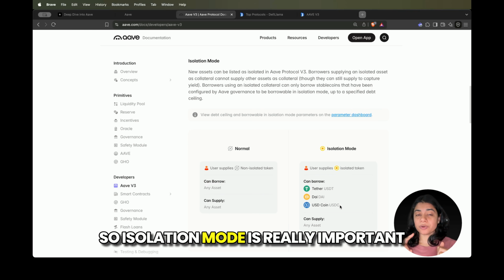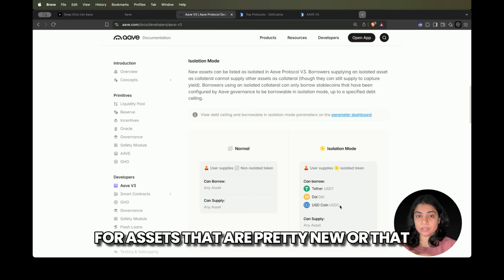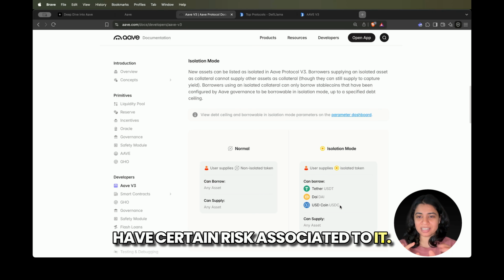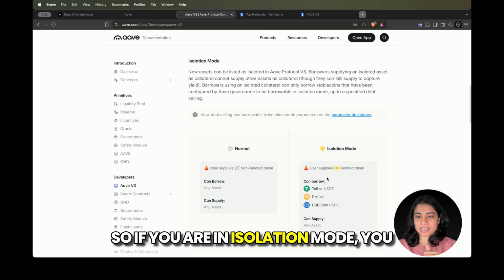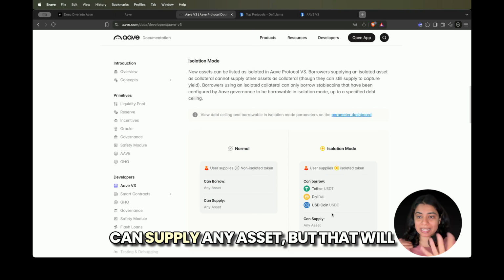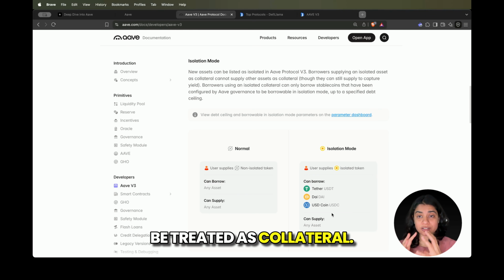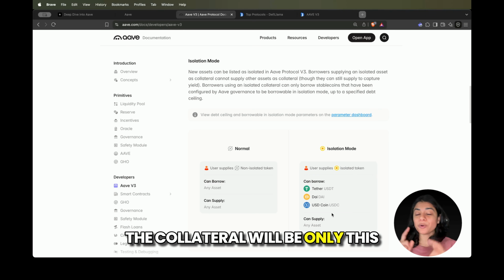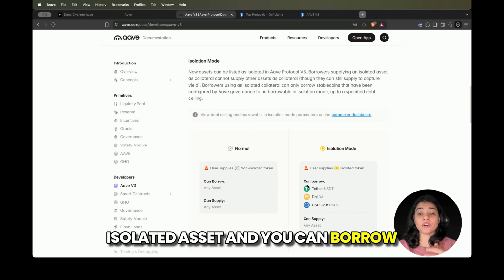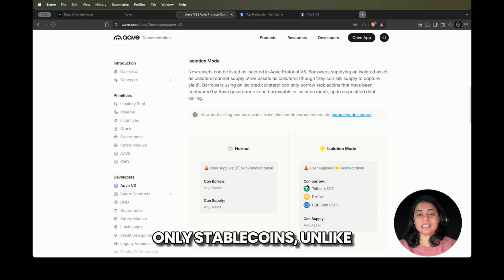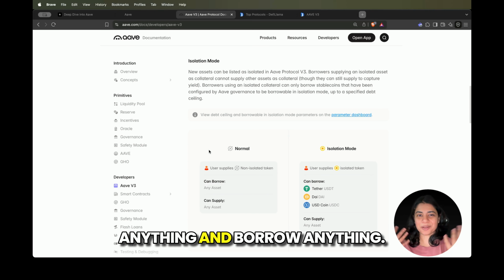So isolation mode is really important for assets that are pretty new or that have certain risk associated with them. If you are in isolation mode, you can supply any asset, but that will only be used to capture the yields and not be treated as collateral. The collateral will be only this isolated asset, and you can borrow only stable coins, unlike the normal case where you can supply anything and borrow anything.